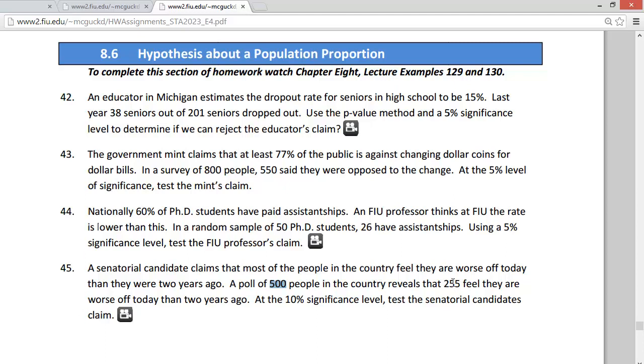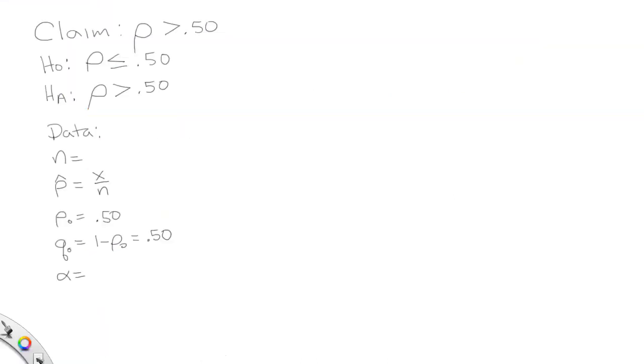This problem is about the percent of people they feel they're worse off today. Well, this study says that 255 out of 500 feel that way, that they are worse off today than they were 2 years ago. So this is going to be X, the number of subjects having the trait we're interested in. In this case, we're interested in how many people feel they are worse off today. That's 255 divided by the total, and that gives us the P hat. And then notice it's a 10% significance level. So let's go ahead and write all that information down.